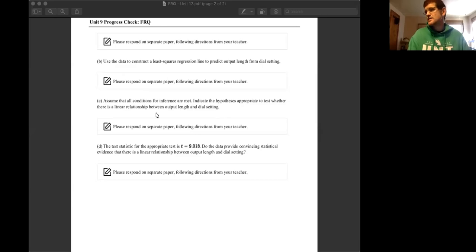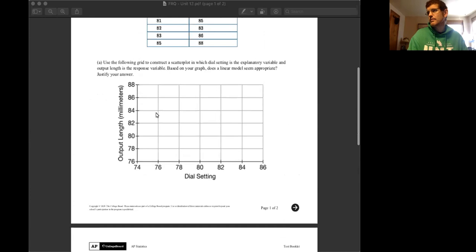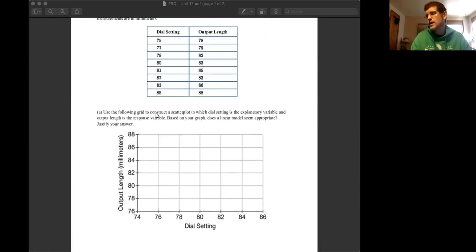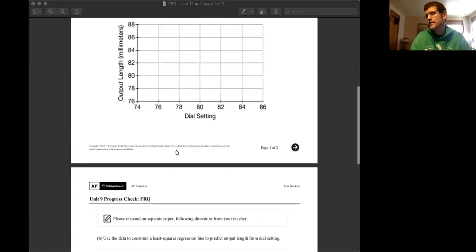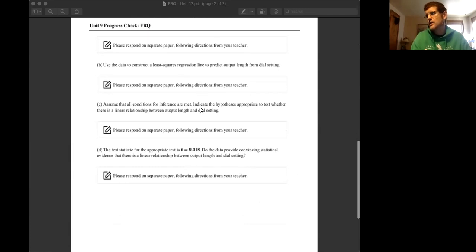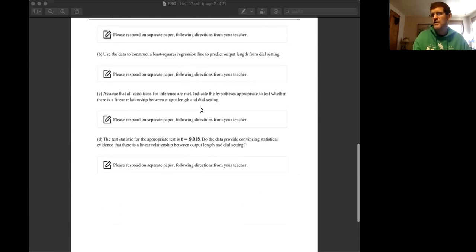So as hopefully you guys looked at last night and saw, it's just a pretty basic problem for the first two. Create your scatter plot, find the least squares regression line. Your calculator can do that for you. And of course, you can show it in different ways. But anyways, C and D.